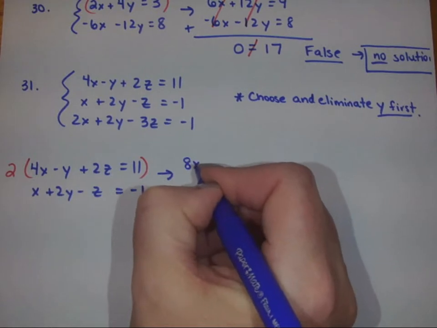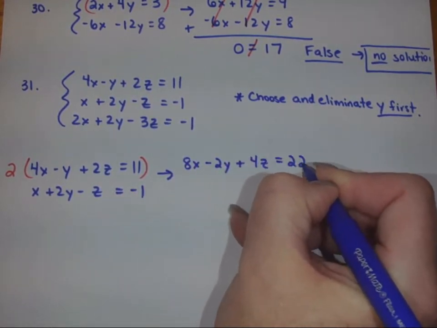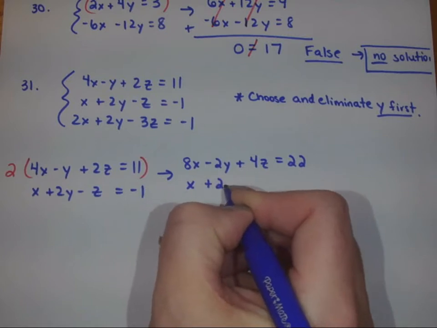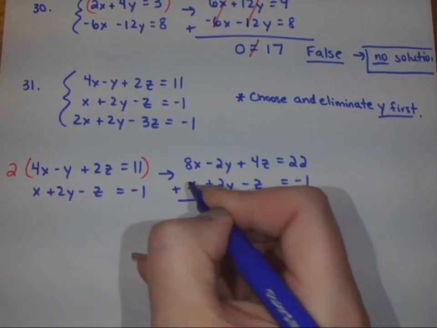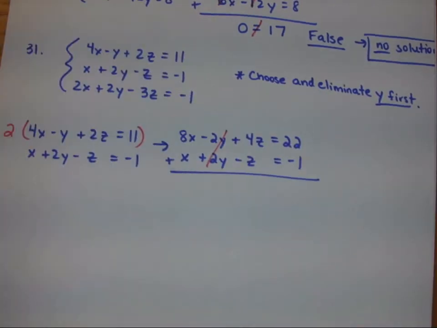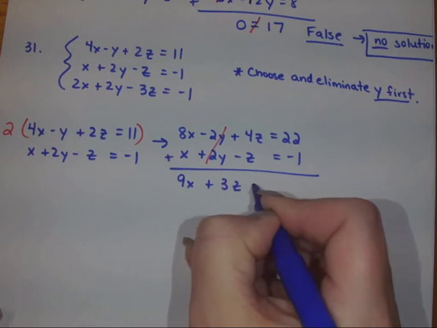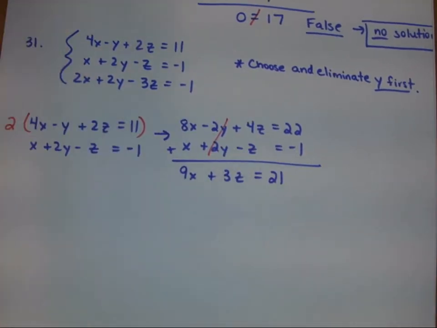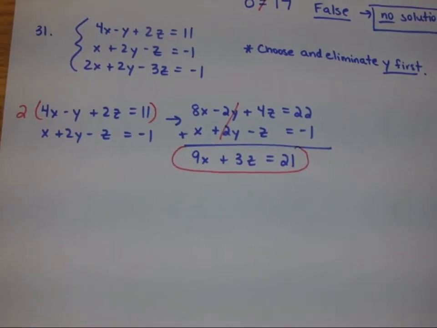So I get 8x minus 2y plus 4z equals 22. And I get x plus 2y minus z equals negative 1. Just like I'd like, the y gets eliminated, right? So I get 9x plus 3z, be careful of your signs, equals 21. I'm going to circle that, but it's not my final answer for sure. So I have one equation with two variables.